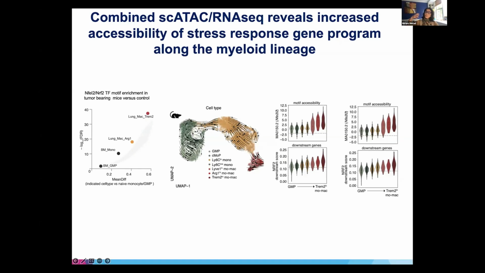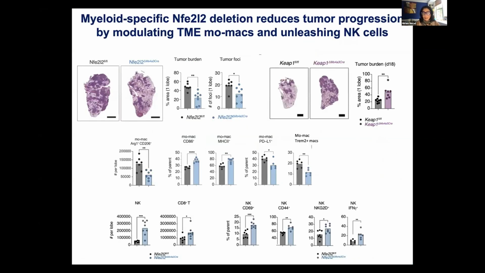And this downstream gene that is induced by NRF2, which is that stress response, that anti-inflammatory response, also increases along this myeloid differentiation. So it starts in the bone marrow, and this increases when this monocyte hits the tumor. Then what we decided to do is to remove this NRF2 from early myeloid progenitors. And we saw a significant effect on tumor progression.